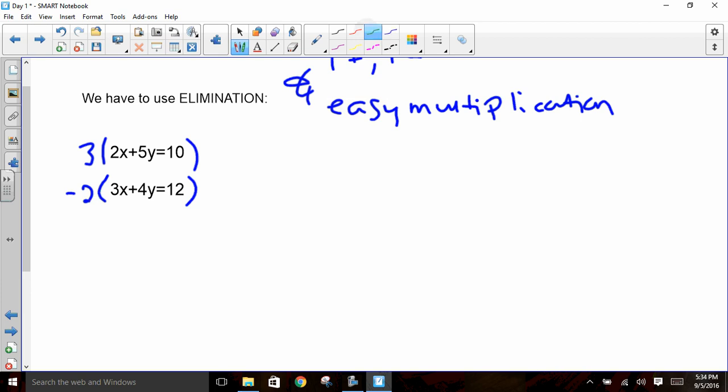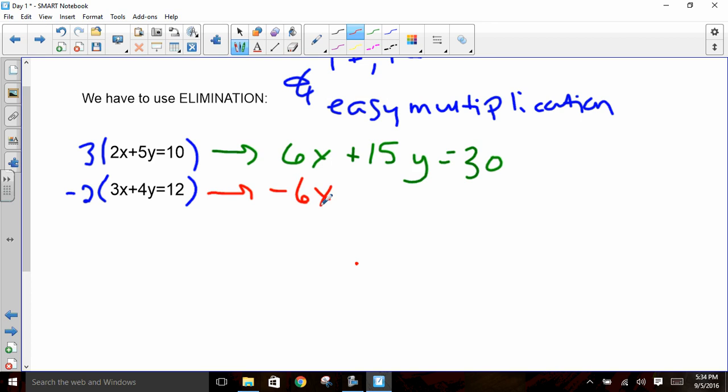So when I multiply that first equation out, I have 3 times 2, which gives me 6, plus 3 times 5, which is 15, equals 3 times 10, which is 30. When I multiply that second equation by -2, remember everything's getting multiplied by -2. So 3 times -2 is -6. 4 times -2 is -8. And 12 times -2 is -24. Notice how I now have larger positive numbers and smaller negatives. That's what the goal was, so try and help keep the sign issues not a problem.